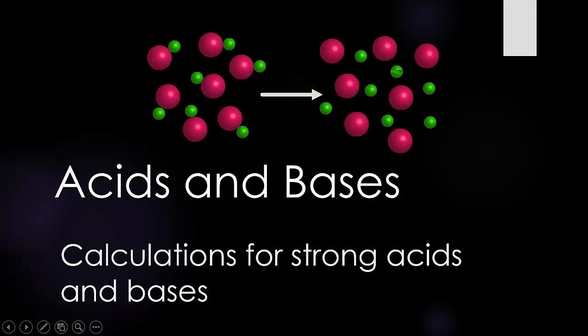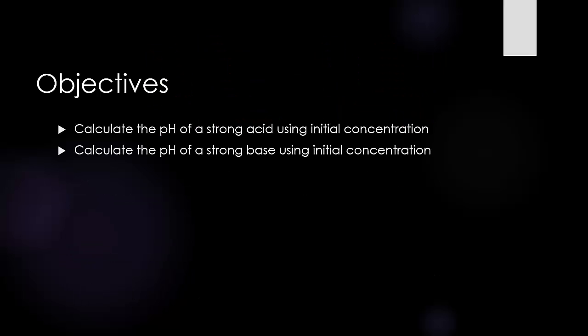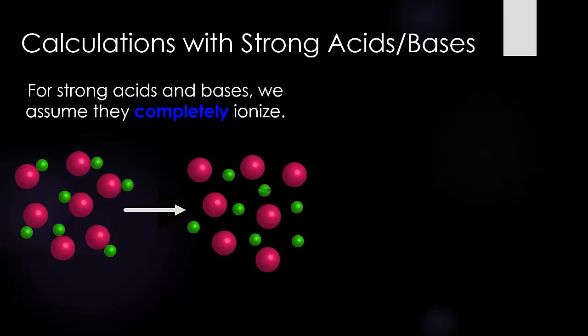Acids and bases. Calculations for strong acids and bases. In this video, we will learn how to calculate the pH of strong acids and bases by starting with the concentration of the acid or base. As we learned in the last video, we need to have the concentration of H+ or OH- in order to calculate pH.